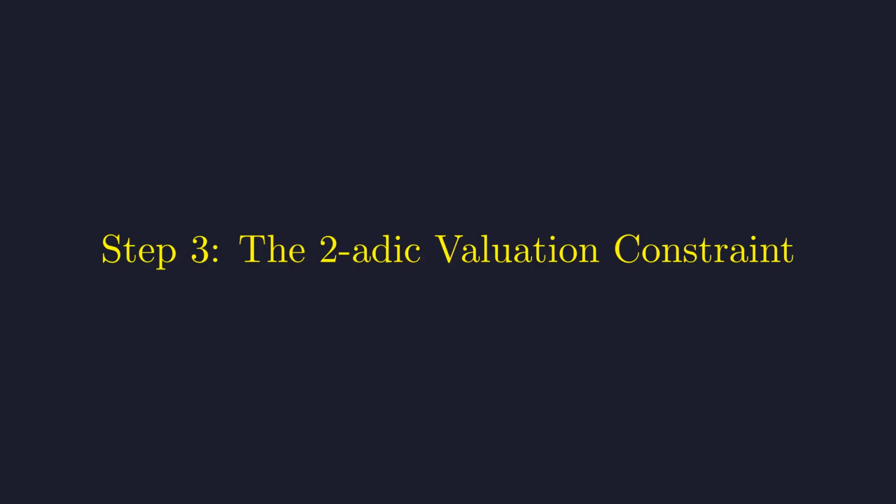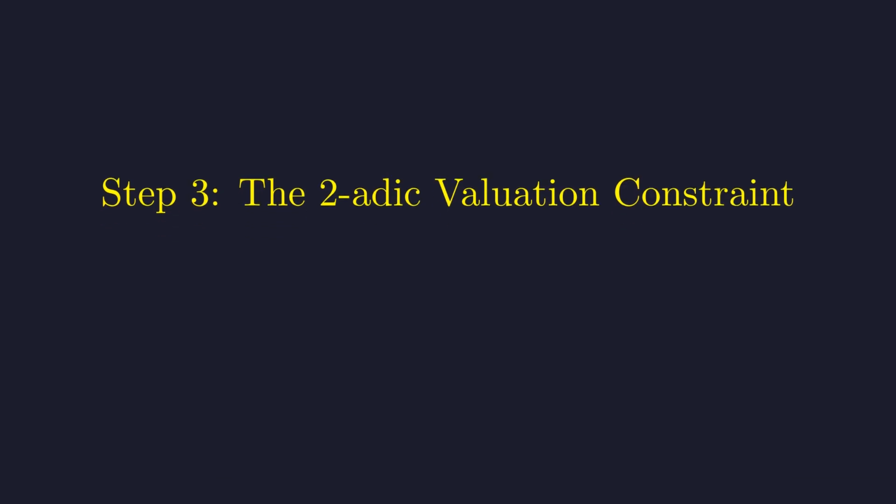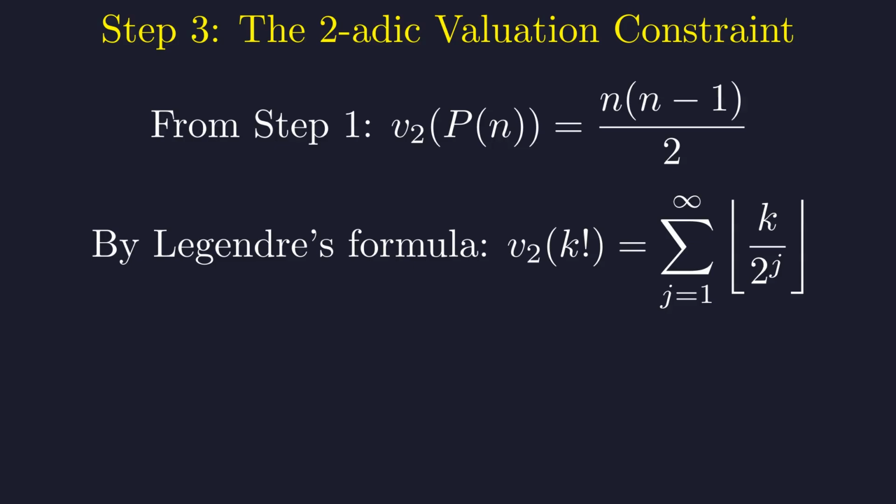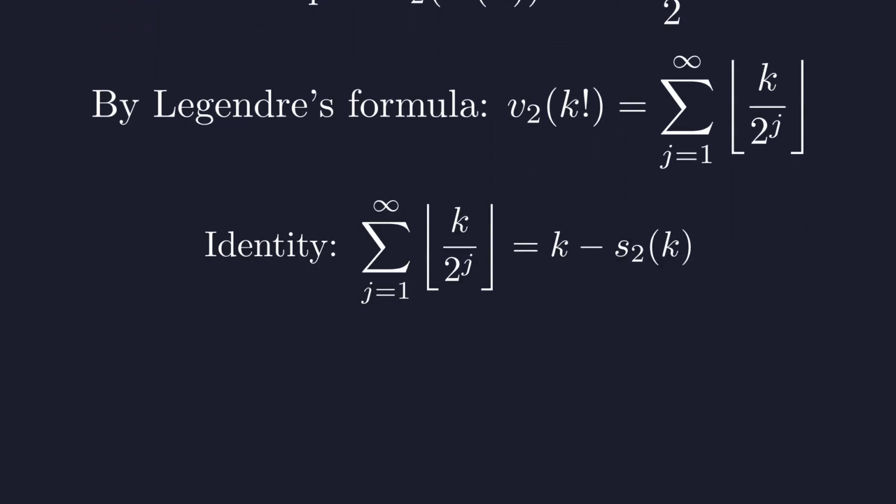Now we will establish the key constraint that eliminates all larger values of n. We know that the 2-adic valuation of both sides of our equation must be equal. As we established in the first step, the 2-adic valuation of P(n) is precisely n times the quantity n minus 1, all divided by 2. On the left-hand side, we can determine the 2-adic valuation of k factorial using the well-known Legendre's formula. A standard identity which follows from applying Legendre's formula to the binary representation of k shows that this sum is equal to k minus s_2(k), where s_2(k) is the sum of the digits in the binary expansion of k.